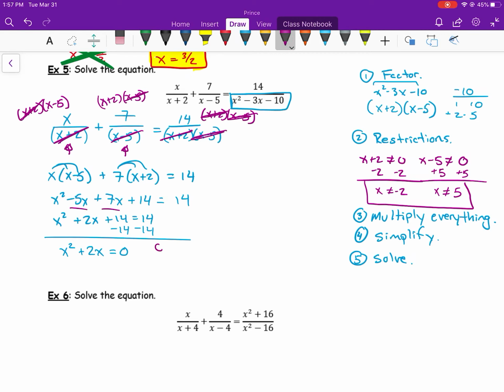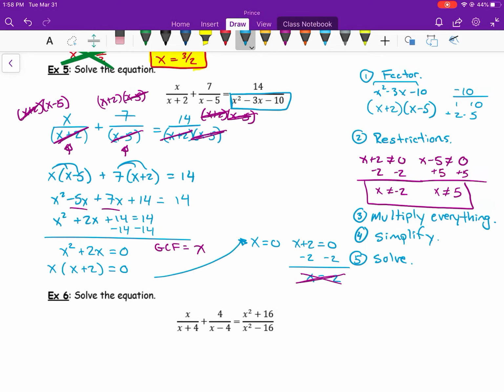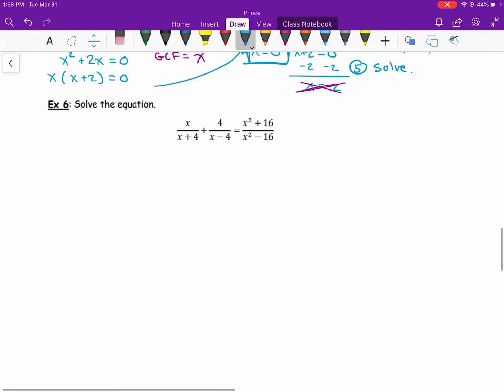Very nice. So solve. Here we have a GCF of x. So x times x plus 2 equals 0. So x equals 0 and x plus 2 equals 0. So that one's solved. And that's minus 2. X equals negative 2. Check my restrictions. X can't equal negative 2. So that means that is not an answer. Only answer is x equals 0.